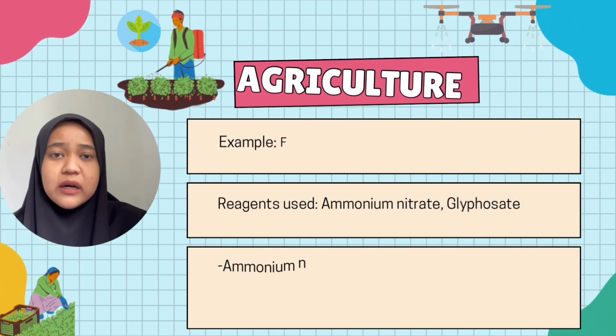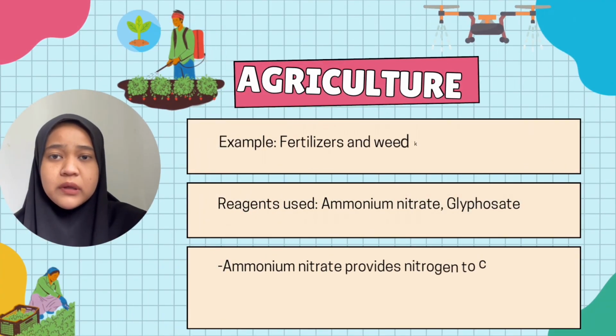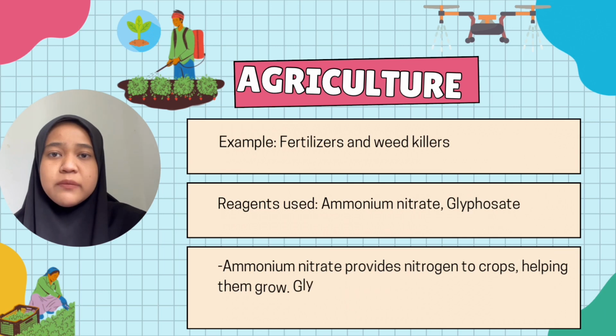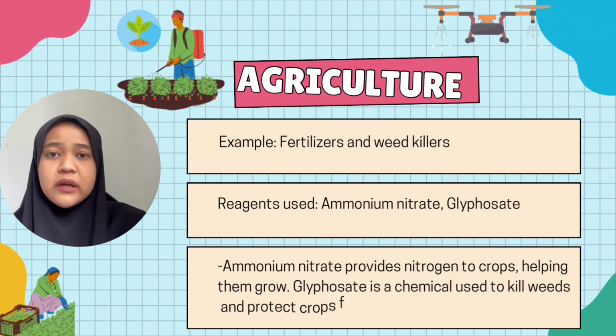Chemical reagents are also super important in farming. Fertilizers like ammonium nitrate provide nitrogen to plants, helping them to grow faster and healthier. On the other hand, glyphosate is a reagent used in pesticides to kill weeds and protect the crops from damage.